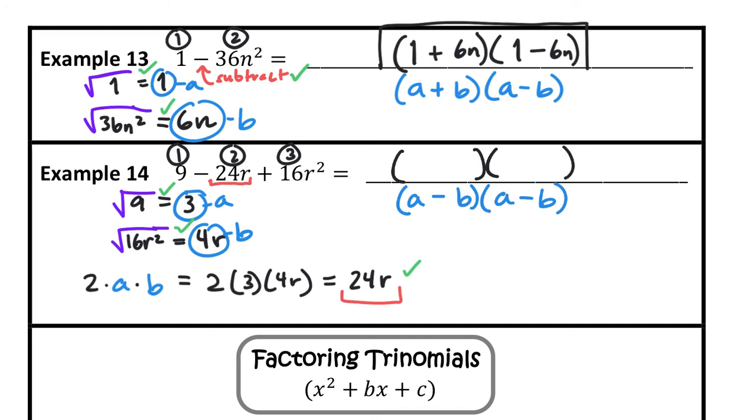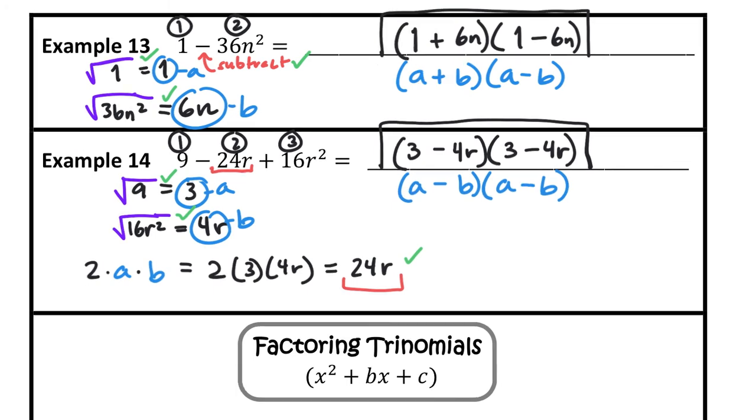So my a is 3, my b is 4r, and they're both going to be minus, or subtracting. All right.